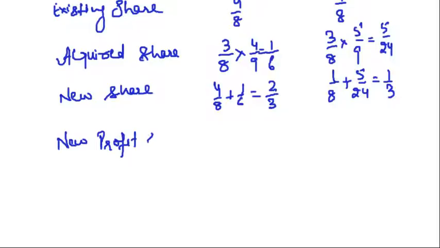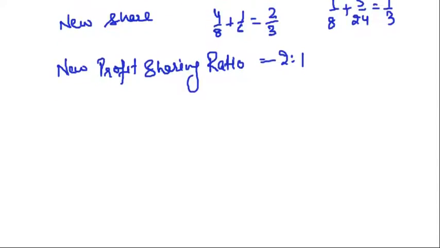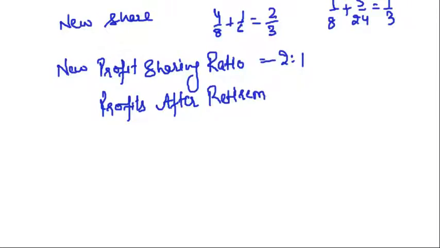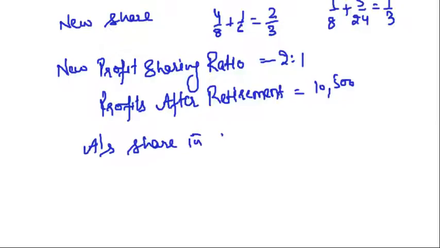So we have got the new profit sharing ratio, that is 2:1. Is that clear? Right? Now, what are the profits after retirement? We are given the profits after retirement as 10,500. Now, what is A's share in profits?